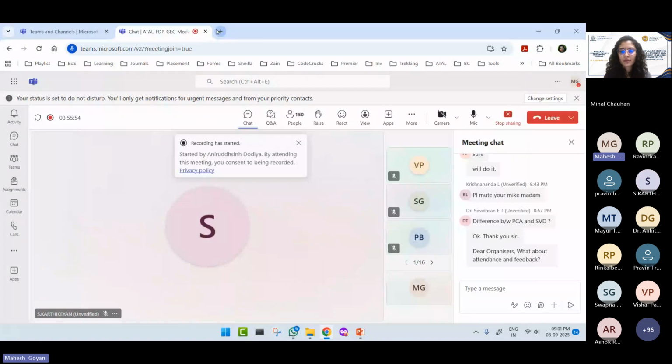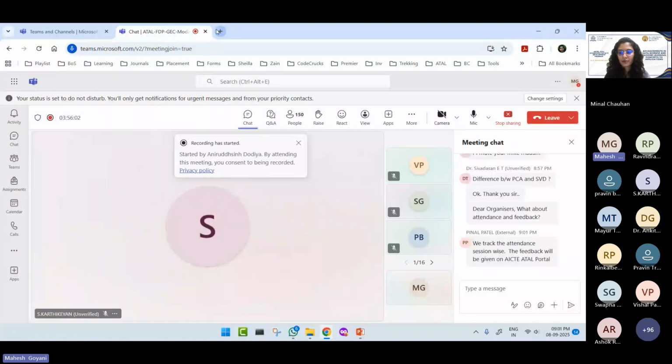Yeah, there is one question, dear organizers. What about attendance and feedback? Yeah, so we track the attendance session wise, and the feedback will be given on the AICTE ATAL portal in the last session. Attendance will be monitored from our side.